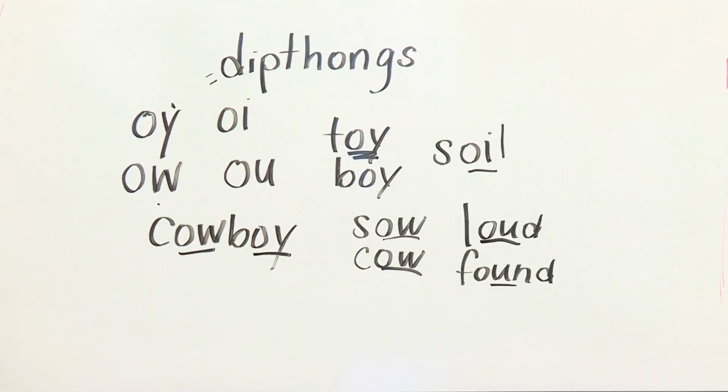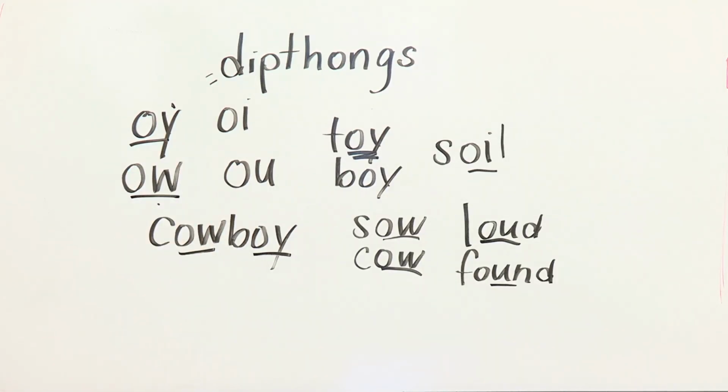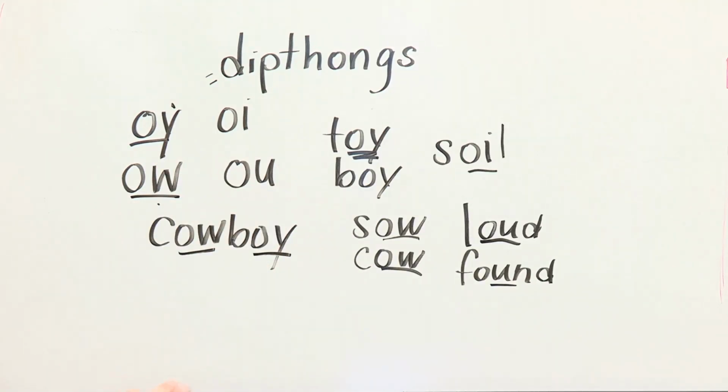So these are what we call diphthongs, or gliding vowels. They blend together, and they make a brand new vowel sound. And there's a more complex way of describing diphthongs, but I'm keeping it very simple for today.